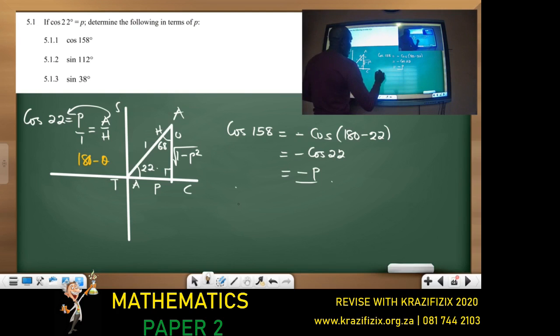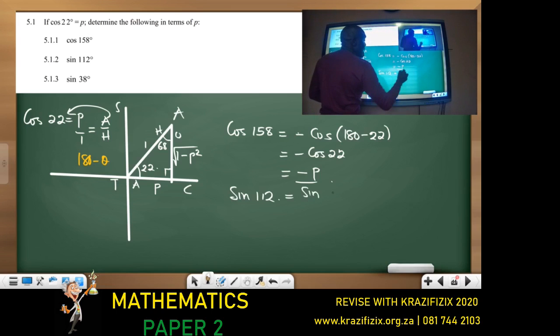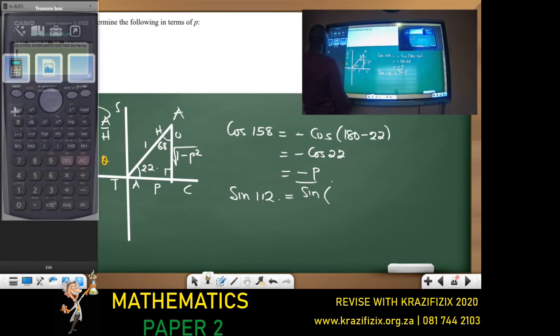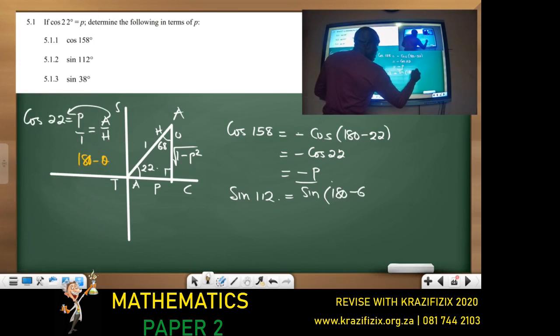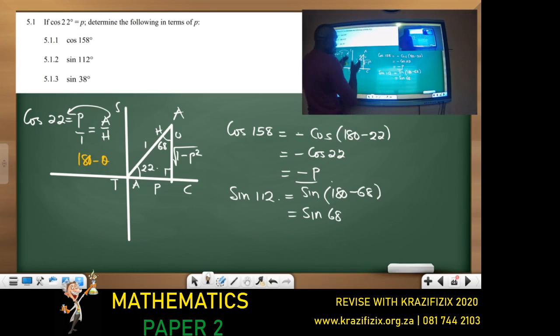Done. Let's look at sine 112. I'm again in the second quadrant, but this time sine is positive. Go back to your calculator and say 180 minus 112, and that gives me 68. So this is sine 68. If you go back to your triangle, do you see your sine 68 already? And sine is opposite over hypotenuse, which is what? The square root of 1 minus p squared. Because sine 68 is also equal to cos 22 when we talk about co-ratios.